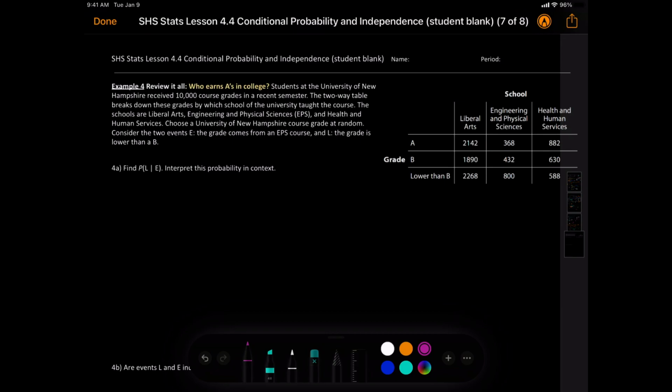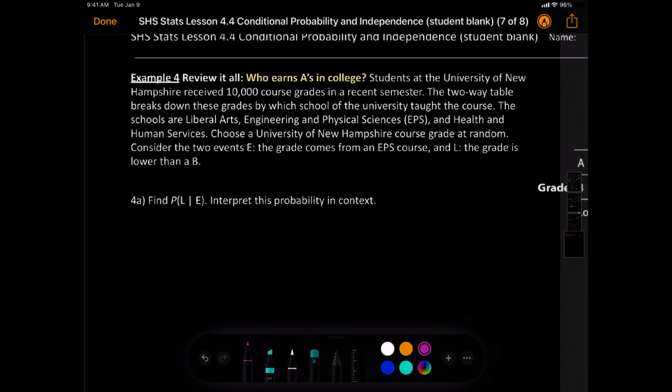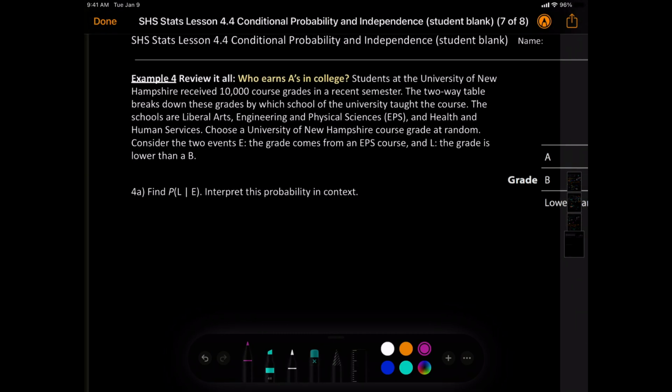So students at the University of New Hampshire received 10,000 course grades in a recent semester. So pretend, like you as a high school student take 6 classes, maybe at university you take 5 classes. So that means you're looking at maybe 2,000 students. The two-way table breaks down these grades by which school of the university. If you didn't know, at a university, say Cal State Fullerton, there's a bunch of schools inside of it. So think of it kind of like 6 mini high schools. And the schools are broken up into different things.